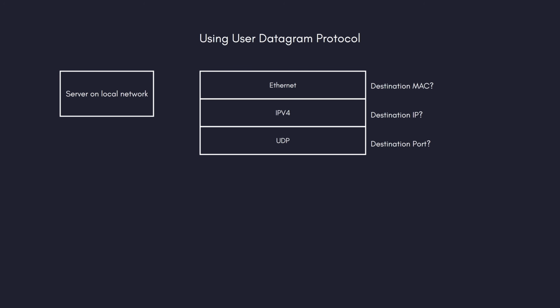First off, what's the IP address that we're going to be sending it to? Then what's the MAC address? And finally, what's the destination port? Well, let's answer them one by one. First, the destination port. This is hard-coded. You kind of have to know which port you're communicating to.